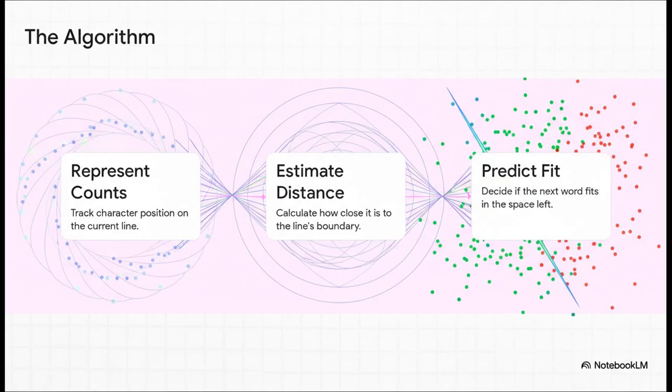So this whole complex process really boils down to 3 key steps. Step 1, the model has to represent its current position on the line. Step 2, it needs to estimate how far it is from the end of that line. And finally, step 3, it uses that distance to predict if the next word is going to fit. And the secret to how it does all of this, it's geometry.